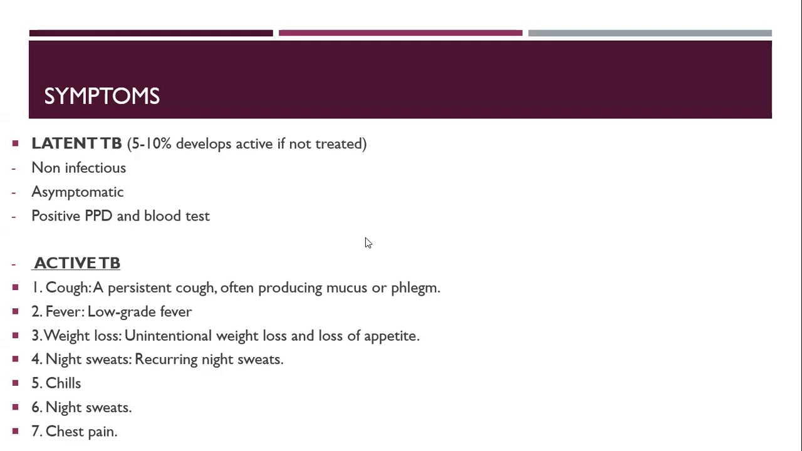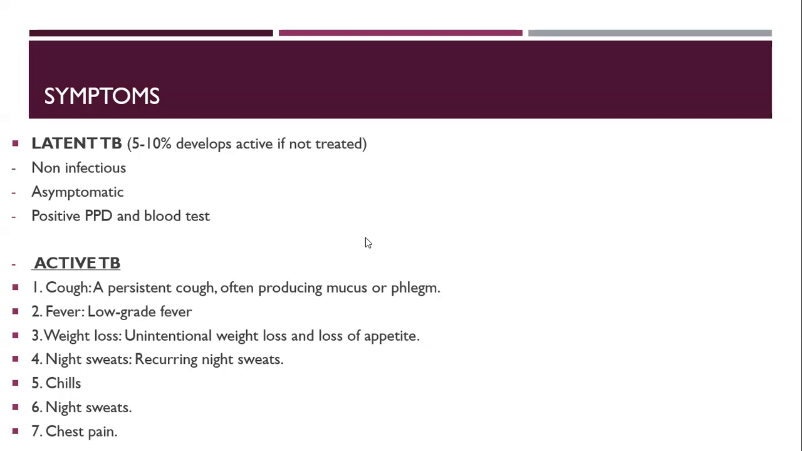Okay, very good. Then the active TB. These people are symptomatic, they are infectious, they have a positive PPD. I mean, everything shows that these people have TB. So please take note. All right. So what symptoms should you know for active TB?